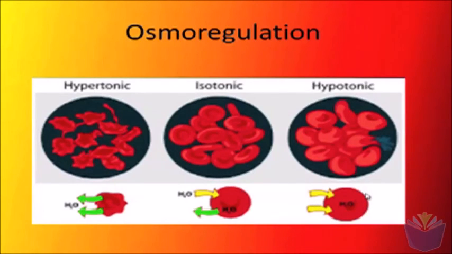Now, osmoregulation is just one of many homeostatic systems which are designed to keep a stable internal environment. It's carried out in animals through the skin and the kidneys, and in plants it's carried out by the stomata.